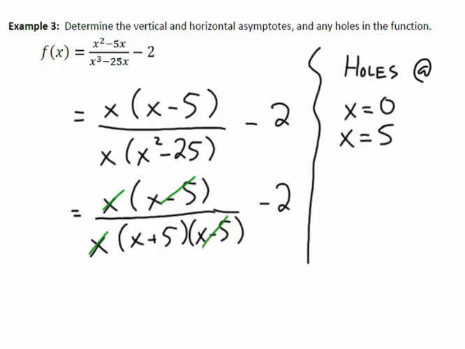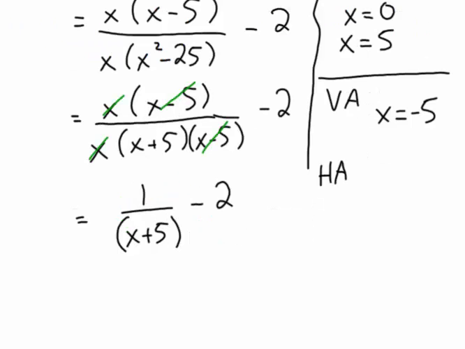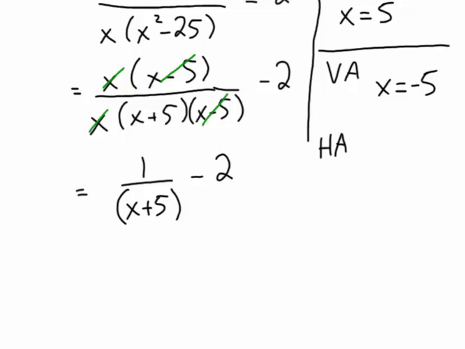Once we have the holes in the function, now we can go back to the original, which is probably easier, and determine the vertical and horizontal asymptotes. So what I'd like you to do is pause the video and see if you can now find both the vertical and horizontal asymptotes. So the vertical asymptote, the only thing we have to do is make sure we simplify our function down, and we're left with 1 over x plus 5 minus 2, and that denominator would be 0 at x equals negative 5. That's the vertical asymptote.